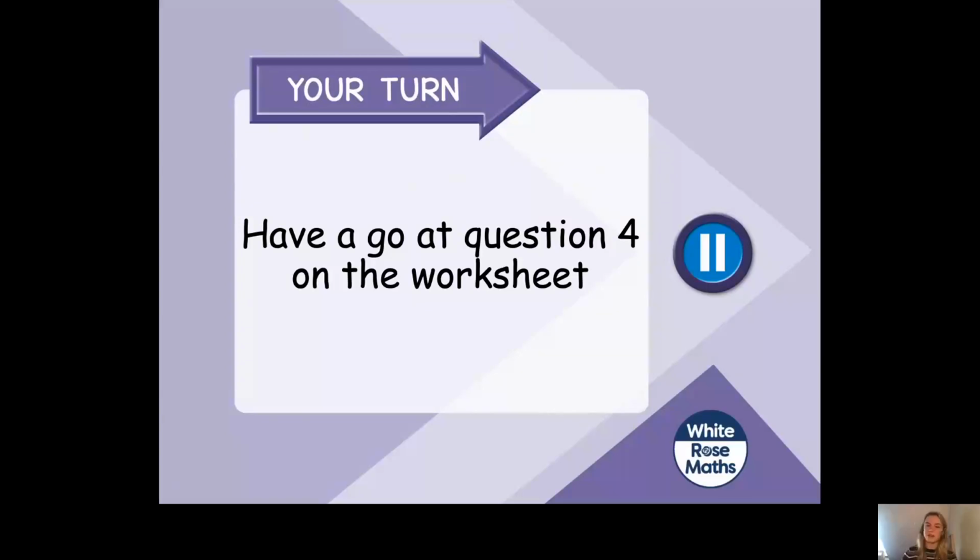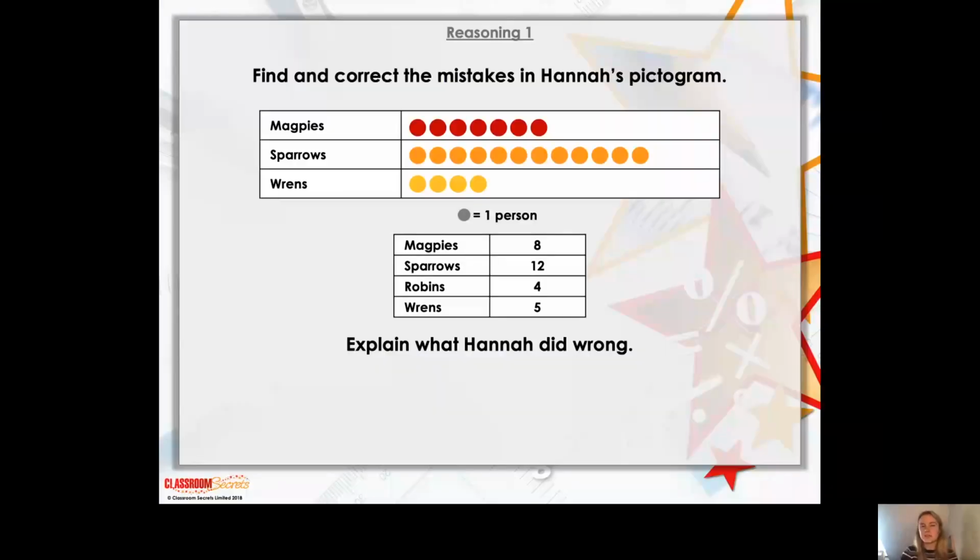Okay, so let's look at our last problem solving question. We need to find and correct the mistakes in Hannah's pictogram. She's looking at different types of birds. Now you can see in her data below, she's got 8 magpies, 12 sparrows, 4 robins, and 5 wrens.